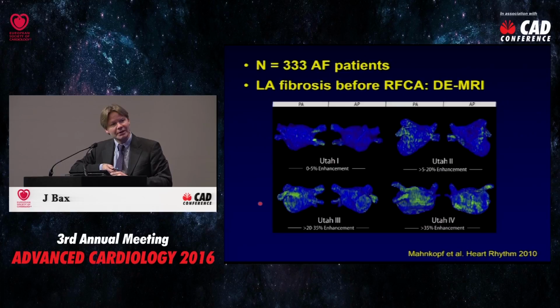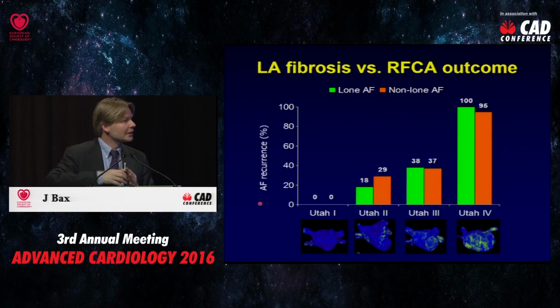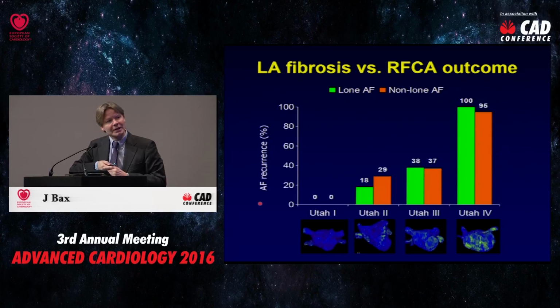But these ones here have a lot of fibrosis and are very difficult to ablate because you cannot take away the fibrosis, you don't take away the trigger. And they've looked at atrial fibrillation recurrence after ablation in the ones with very little fibrosis, nothing, and in the ones with a lot of fibrosis, huge recurrences.